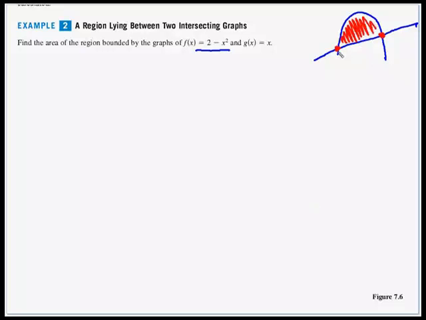So the first point is to find these values. And how do we do that? Well, we set the functions equal to each other. So we're going to set f of x equal to g of x to find points of intersection.